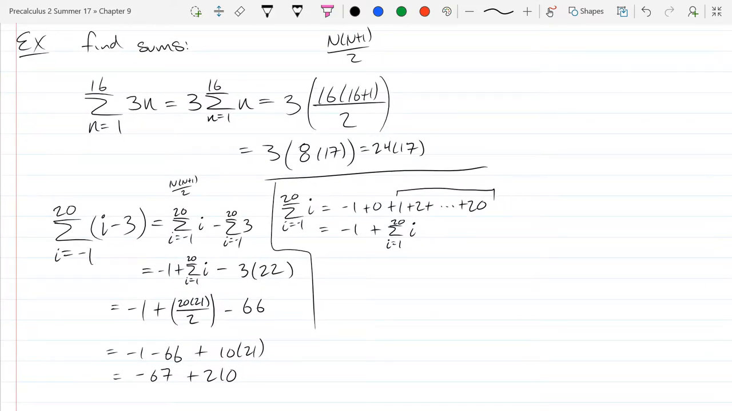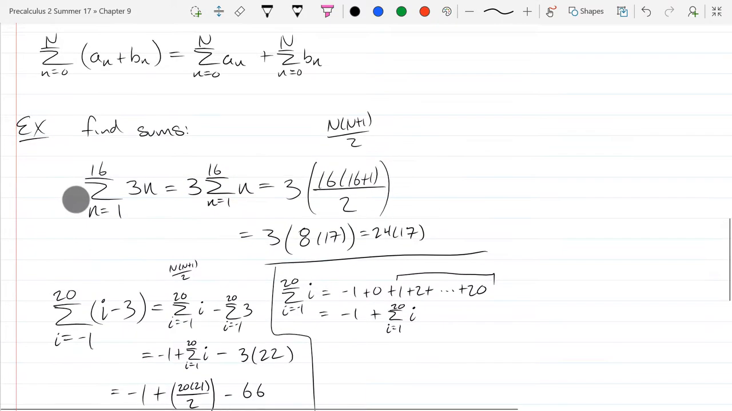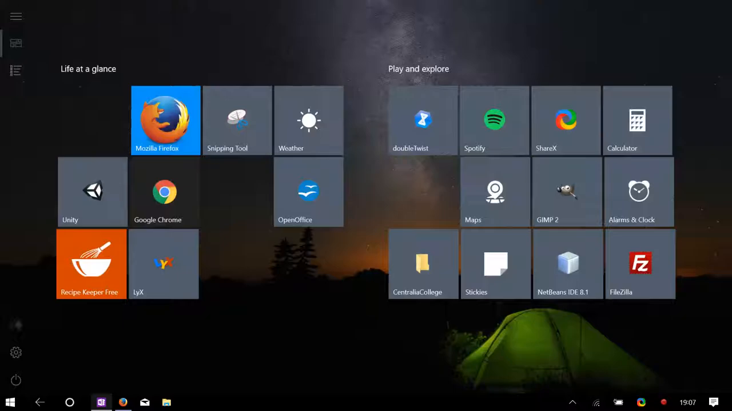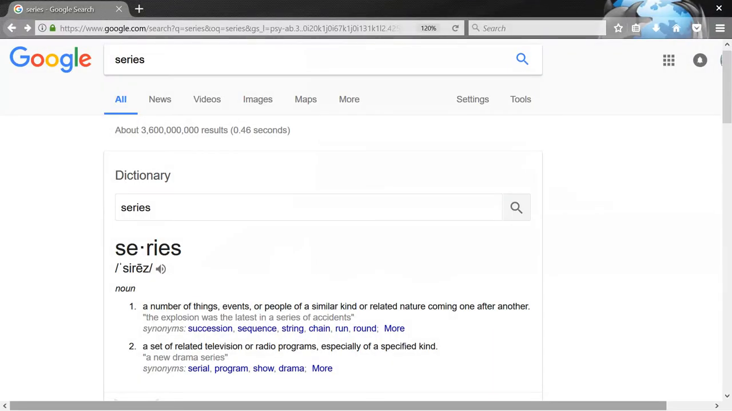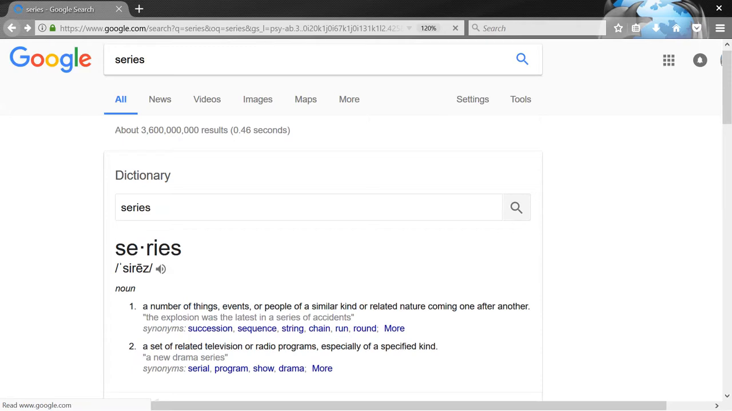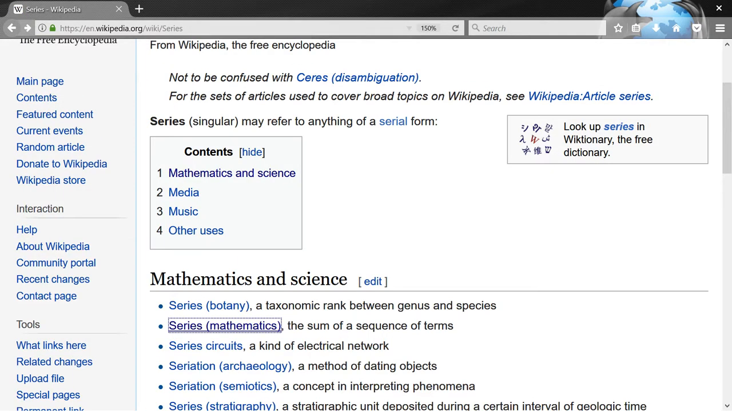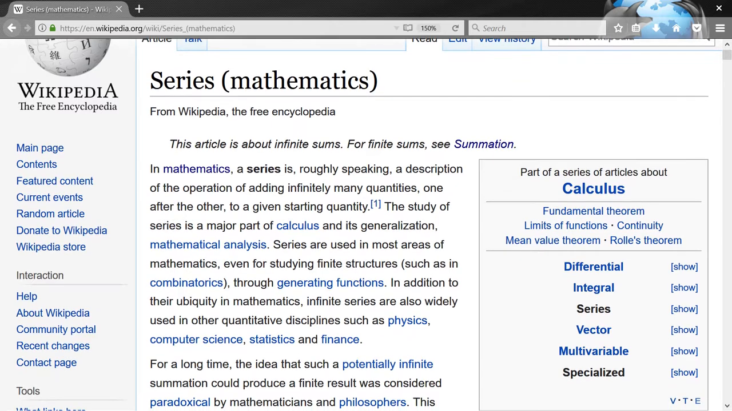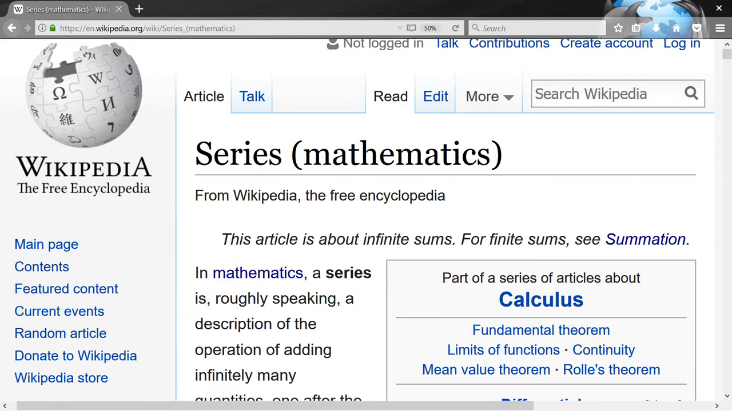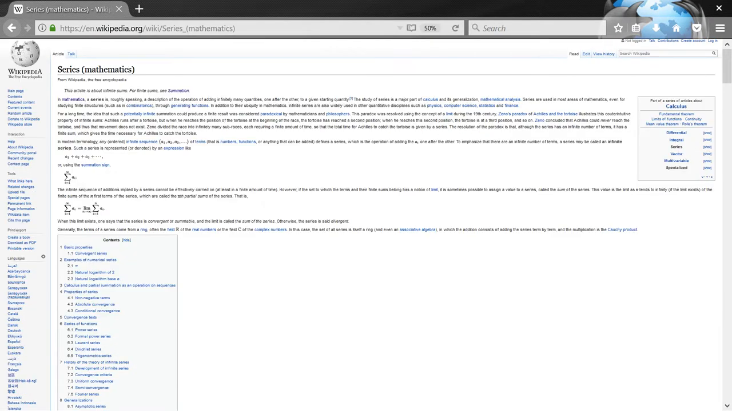All right, so we just used both the algebra rules and both of the special finite sums. Now for some of the homeworks, there are some more special finite sums. I won't put them on the final exam, but I do want you to be aware of them. So I just Googled a series and then went to the mathematical series page. You can read about other series if you want, but we're just going to the math. This is about infinite sums. Oh, wow, that worked well. This is about infinite sums. For finite sums, see summation.